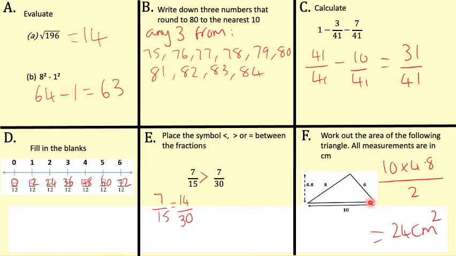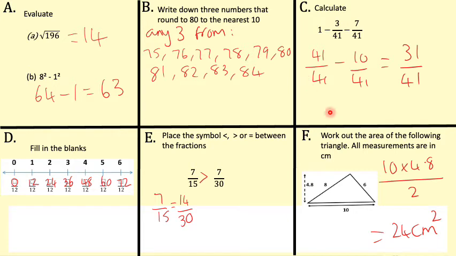Again, the area of a triangle, we know it's half the base times the height. So the base is 10. The height is 4.8. So when we times them together, we get 48. If we divide that by 2, we get 24 centimeters squared.